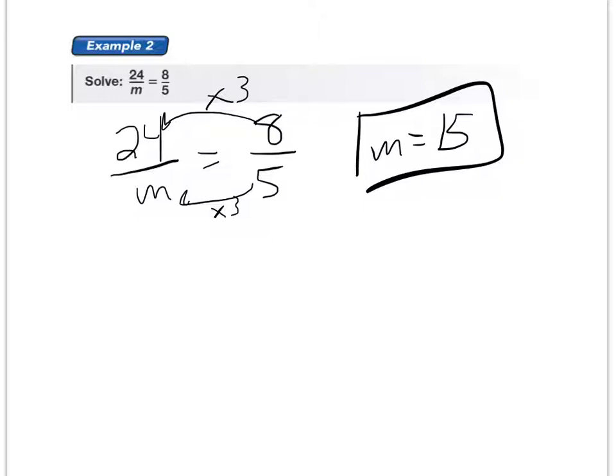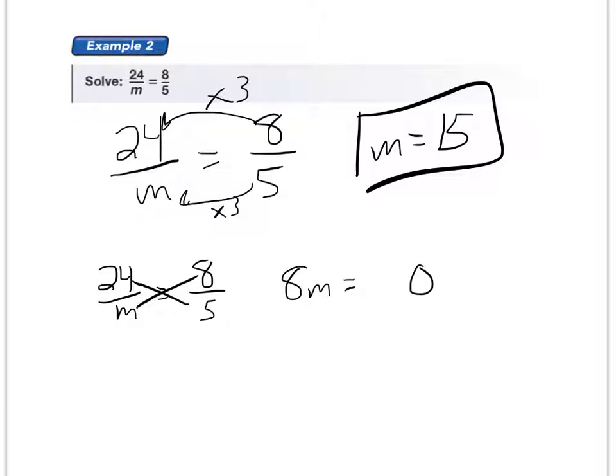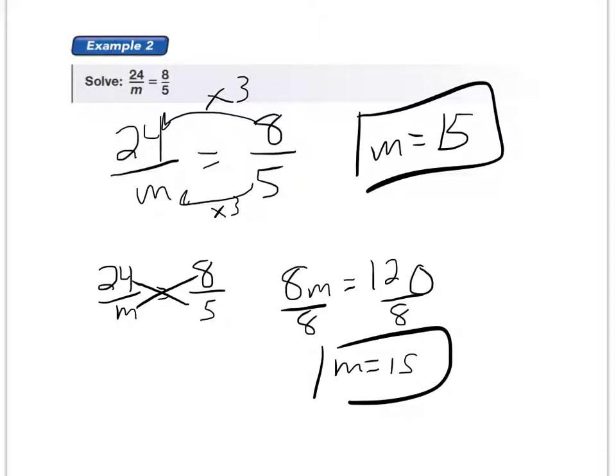If we weren't aware of the horizontal relationship, again, and some of you will like this method all the time, we can always use cross products. Okay, so we can go this route and set up an equation. Well, 8 times m is 8m. And 24 times 5, I know 4 times 5 is 20. And then 2 times 5 is 10, and I got to carry the 2 over still, so 24 times 5 is 120. And then I would divide this by 8 on both sides, and I would still get m equals 15. So I got the same answer, 2 different ways to get it. Okay, you just pick one.